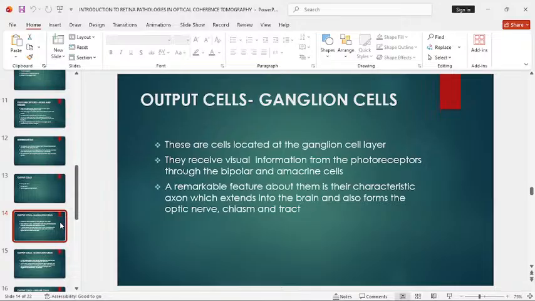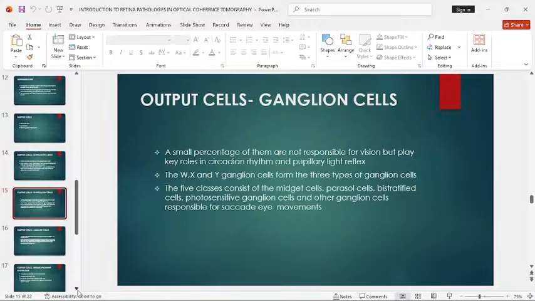Remember we said earlier that the photoreceptors are not part of the optic nerve or the optic nerve head, but here we see that the ganglion cells extend into the brain and form the optic nerve, chiasm, and tract.